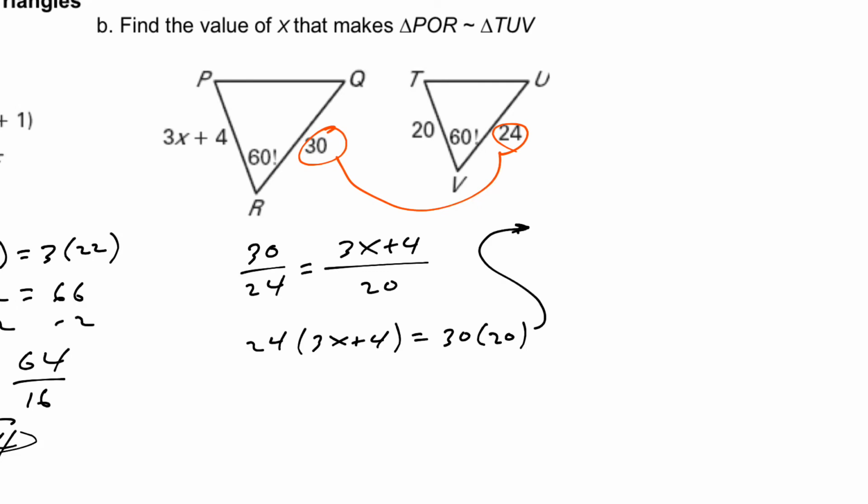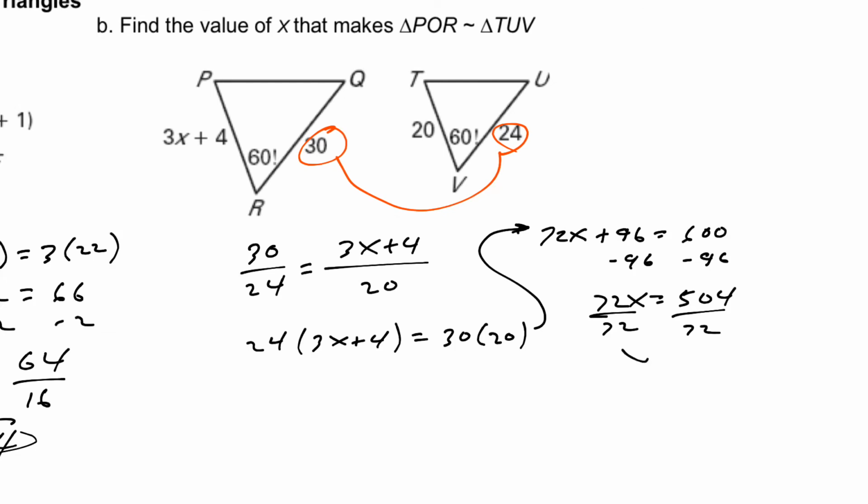Distributing on the left, we have 24 times 3x, that's going to be 72x. And then 24 times 4, that's going to be plus 96. And that's going to equal 30 times 20, which is 600. So then we'll subtract 96 on both sides, giving us 72x equals 504. And then we'll divide both sides by 72, and we have x equals 7.